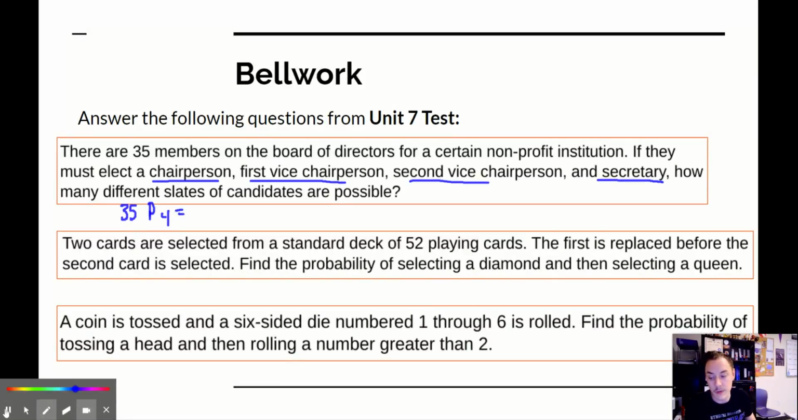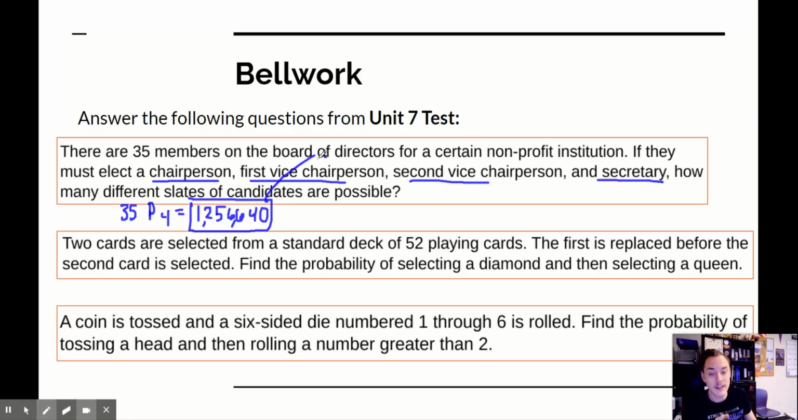35 permutation 4. After I do that really quick on the calculator, you can use Desmos or you can use like a TI-36X Pro like what I use. It doesn't matter. Okay. After you plug that in the calculator, you get 1,256,640, which is a really big number. Yes, it's that many different ways.